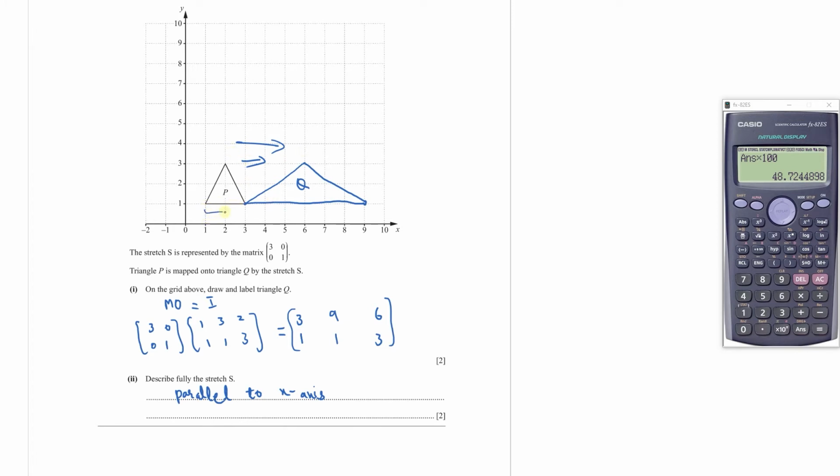So here your length in the original object is 2, and the length in the image is how much? 1, 2, 3, 4, 5, 6. So your stretch factor will be 6 divided by 2, which is equal to 3, which is also visible here in the matrix. Whenever you have a transformation matrix of a stretch, this element here is the stretch factor. So you calculate, you get the same answer. So parallel to the x-axis and stretch factor equals 3.